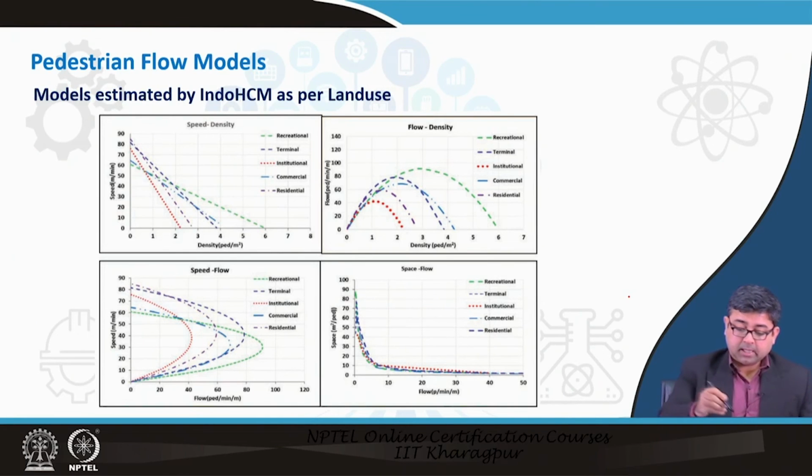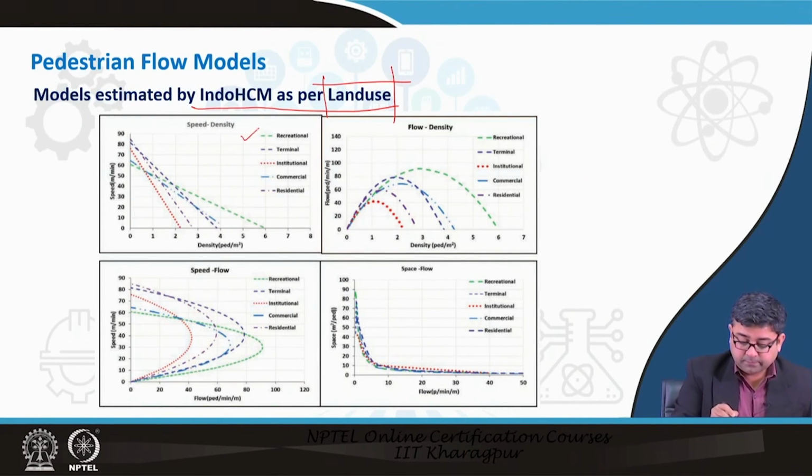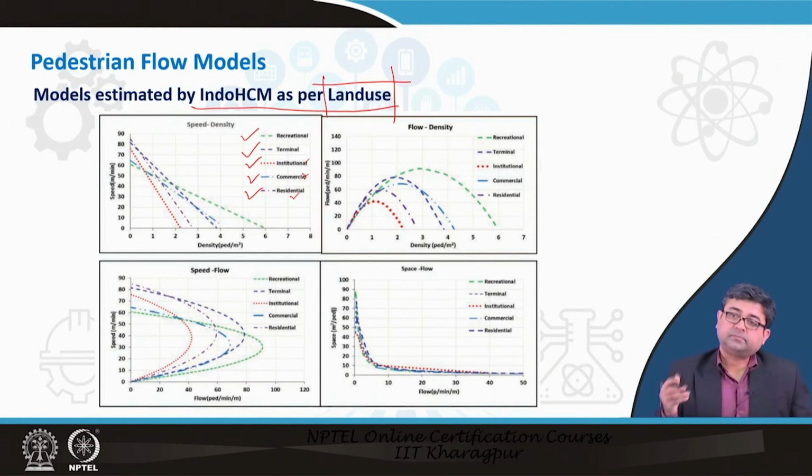So, here our ENDO-HCM also develops different models for different types of land uses, right. So, you see that there are these 1, 2, 3, 4, 5. There are 5 different land uses for which these models have been developed: recreational land use, terminal land use, institutional land use, commercial, residential. So, when I say land uses, it is the land use that is abutting this facility, right, or the land use that is containing this facility.